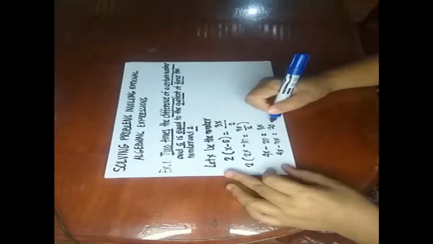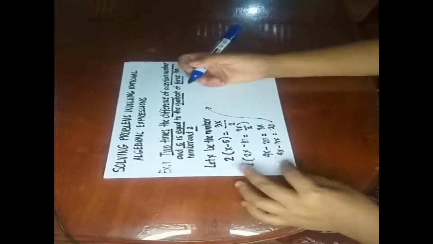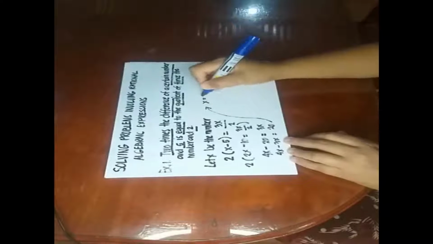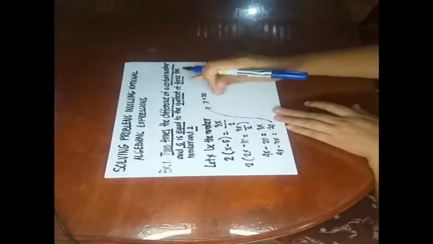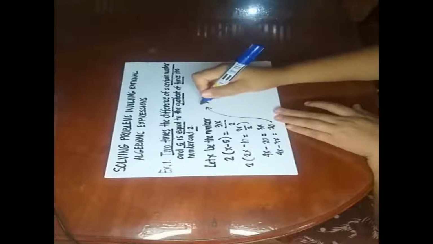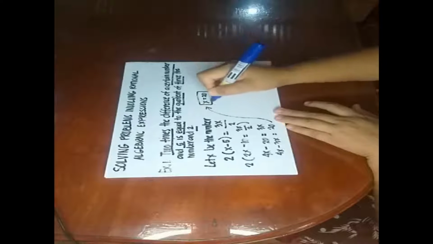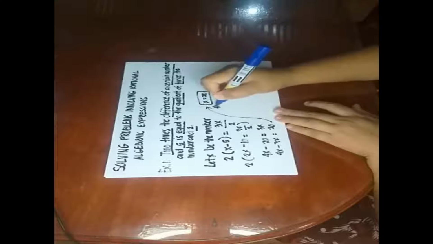To continue further, 4x minus 3x is x equals 20. So this is now the number. Your answer is x equals 20, the missing number.